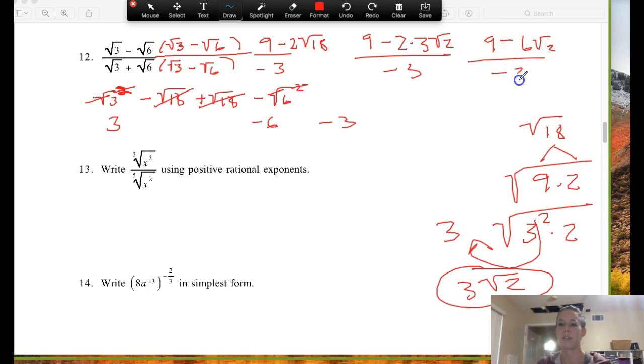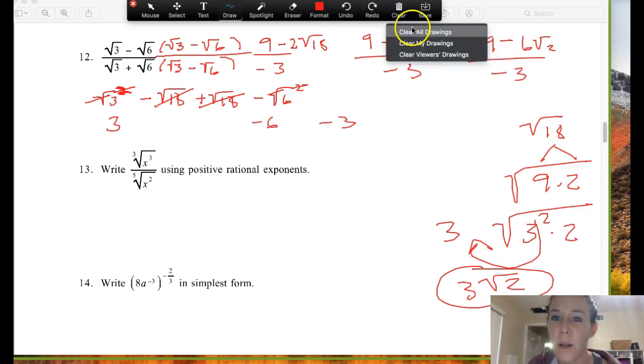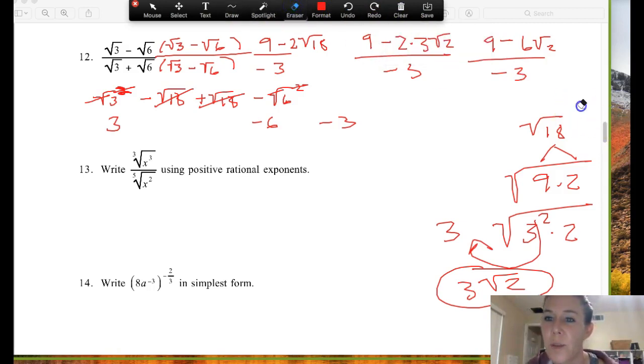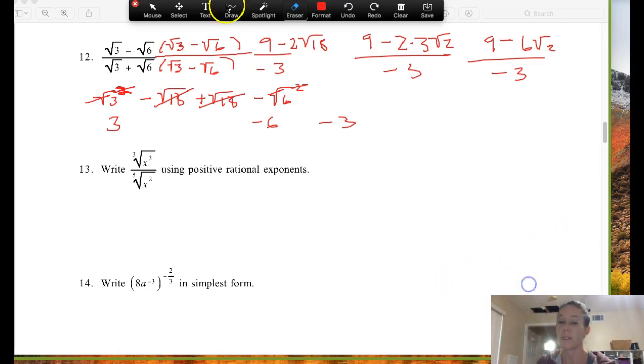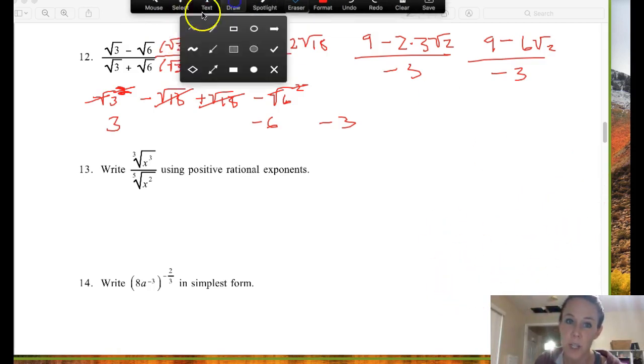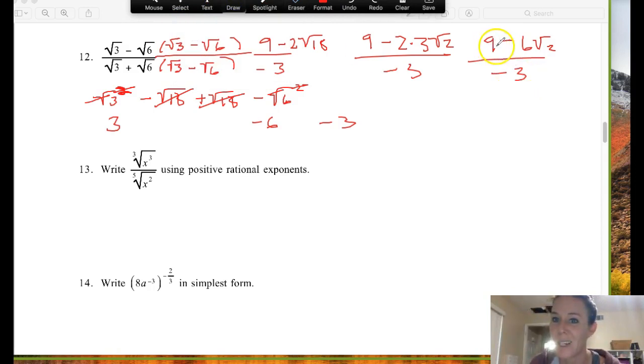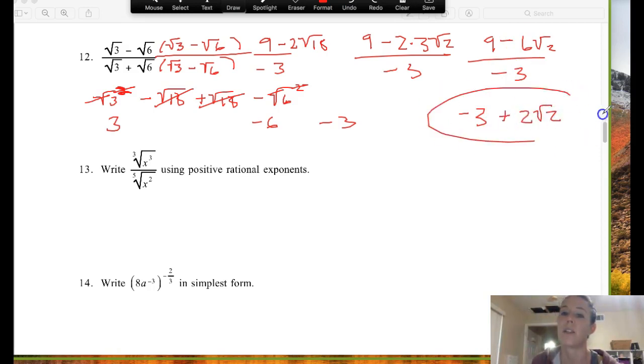Now you think you would be done there, but oh look, the negative 3 divides into 9 and 6. So you can do a little bit more simplifying, distribute from the bottom to, since it divides into both numbers, you can simplify. 3 divides into 9, 3 divides into 6. So negative 3 into 9 gives you negative 3. Negative 3 into negative 6 gives you positive 2 root 2. And that's your final answer. A little complicated.